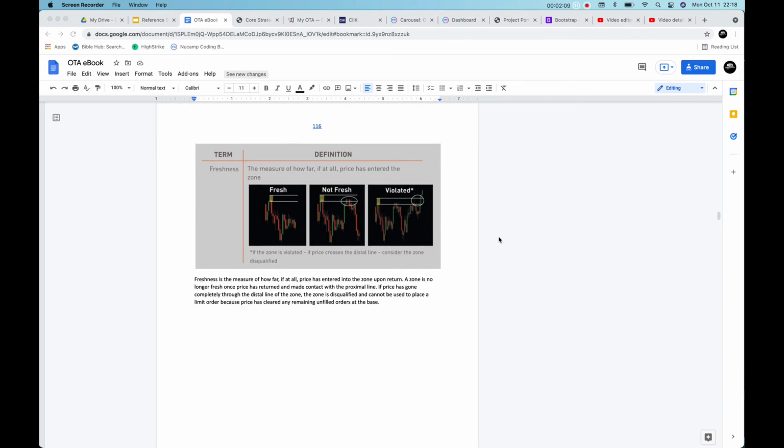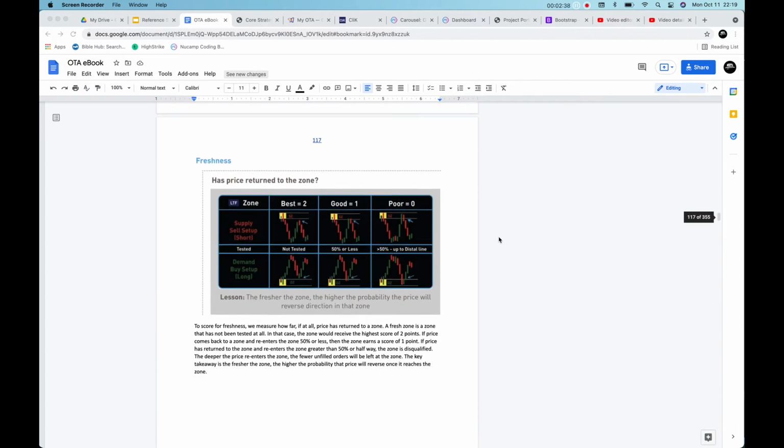So freshness is the measure of how far, if at all, price has entered into the zone upon return. A zone is no longer fresh once price has returned and made contact with the proximal line. If price has gone completely through the distal line, the zone is disqualified and cannot be used to place a limit order because price has cleared any remaining unfilled orders that were left at the base.